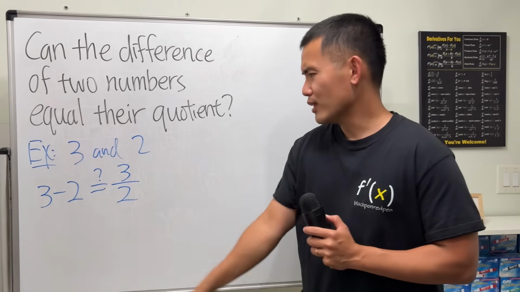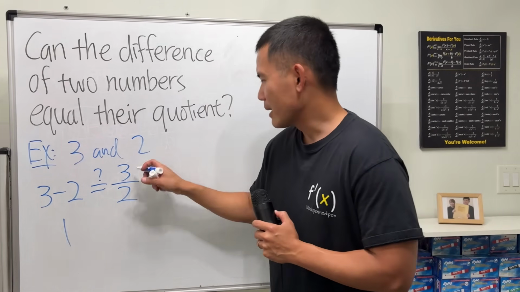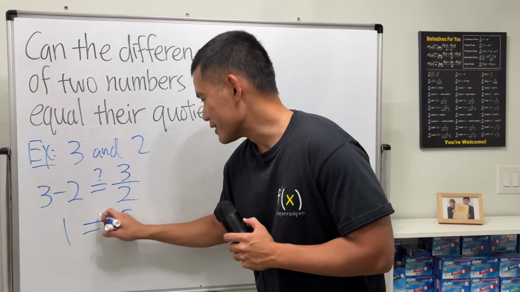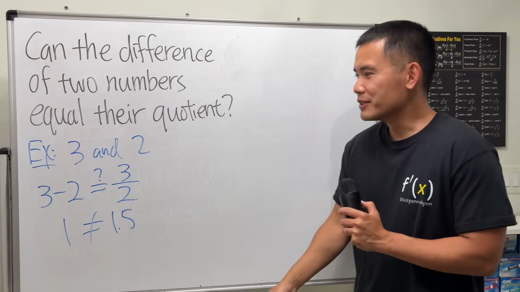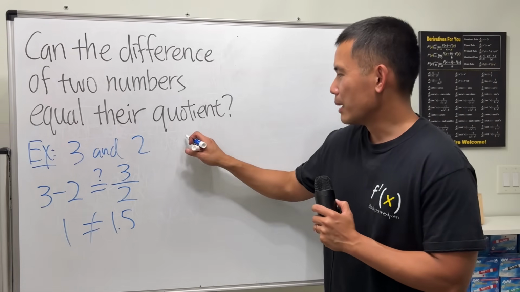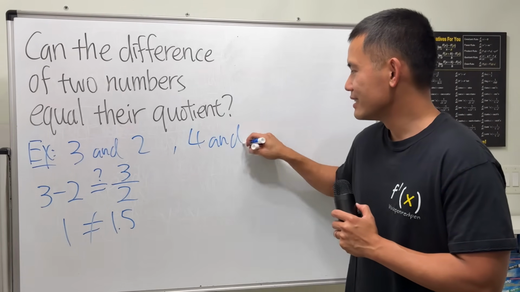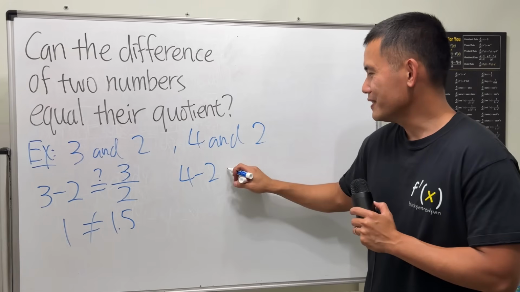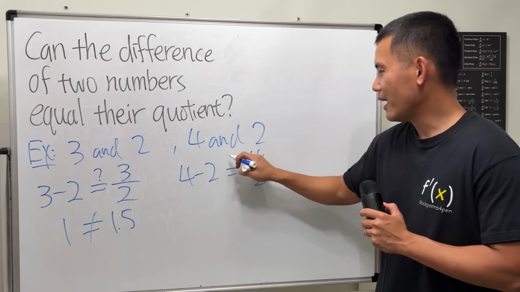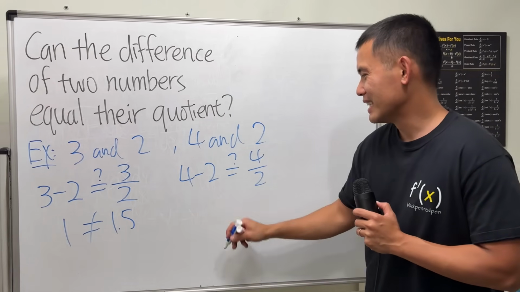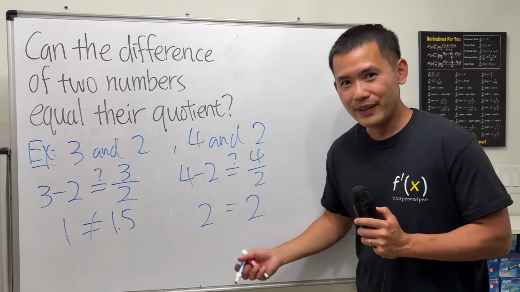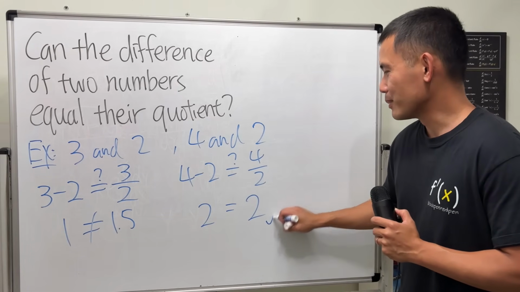This is actually pretty close because the left hand side is 1, but the right hand side is 3 over 2, which is 1.5. I know it's not the same, but as I said, it's pretty close. So maybe let's try another one. How about 4 and 2? Have a look. If you do 4 minus 2 versus 4 divided by 2, are they equal? Yes, because the left hand side is 2 and the right hand side is also equal to 2. Very nice, huh? So yes, it's possible.